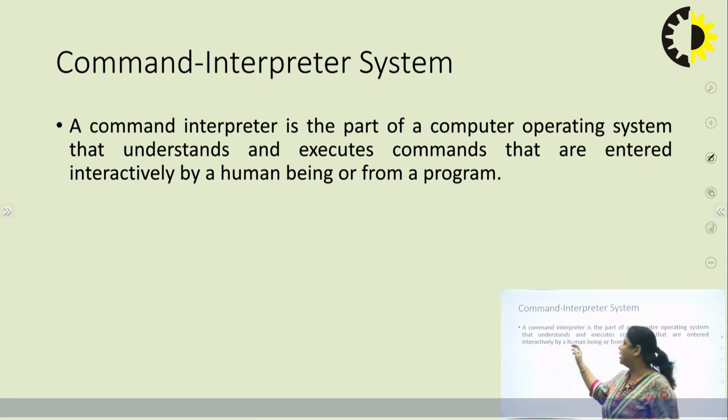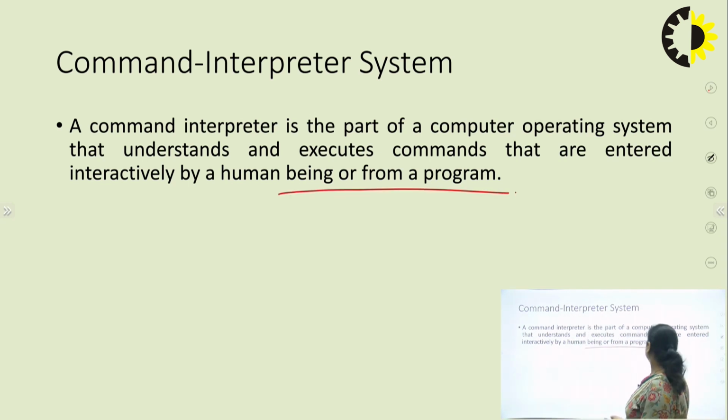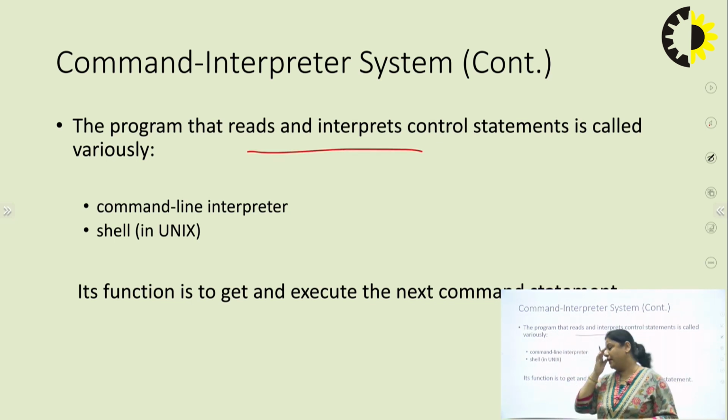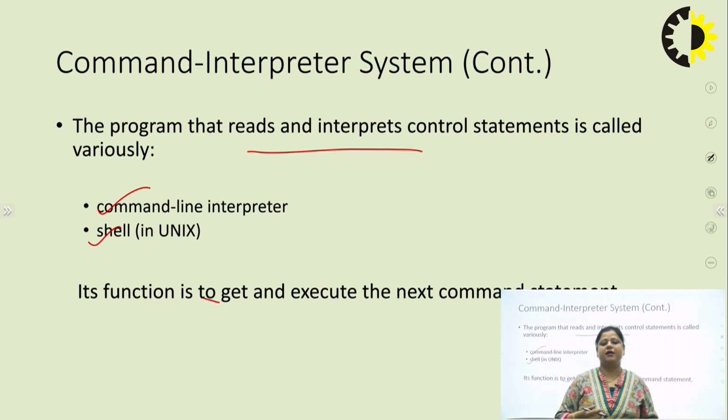Now a command interpreter is a part of the computer operating system that understands and executes commands that are entered interactively by a human being or from a program. The program that reads and interprets control statements is called variously the command line interpreter and shell. What is shell and command line interpreter? I already discussed in my first lecture. Its function is to get and execute the next command statement.